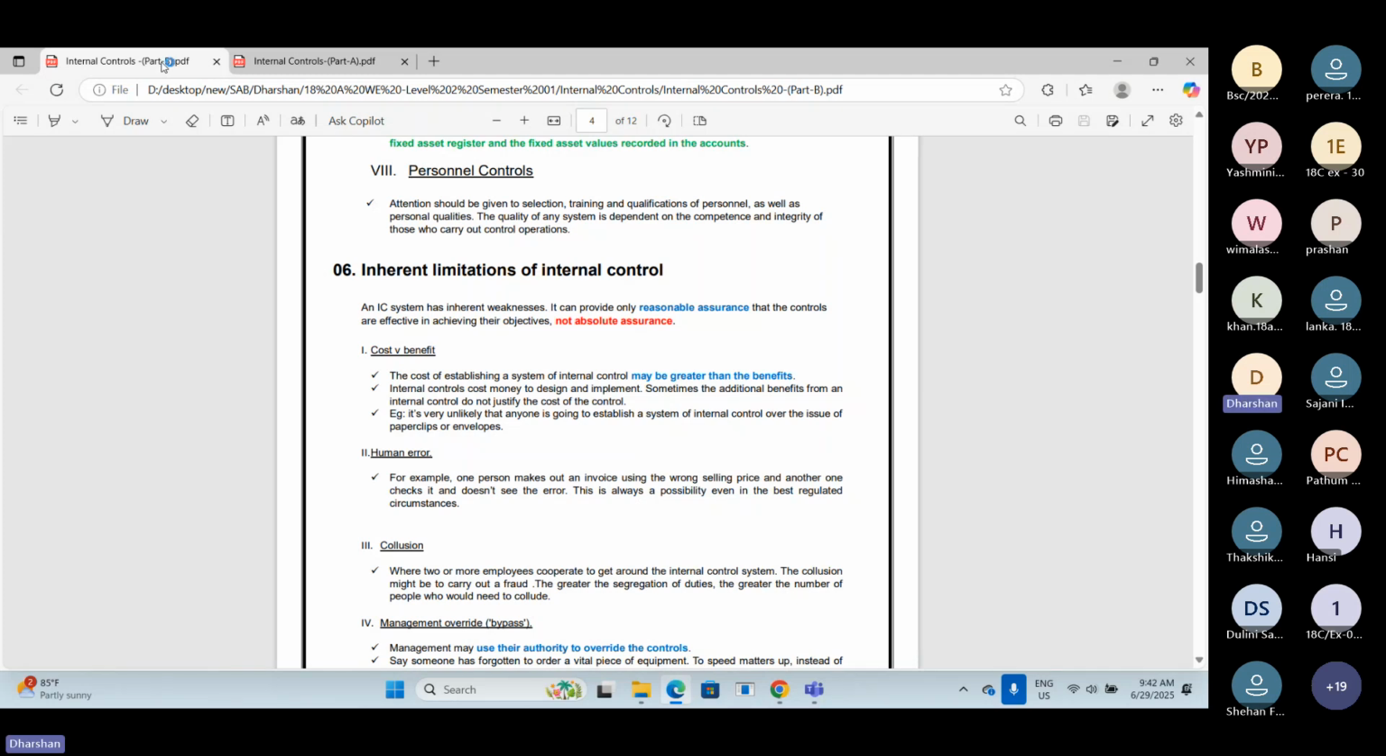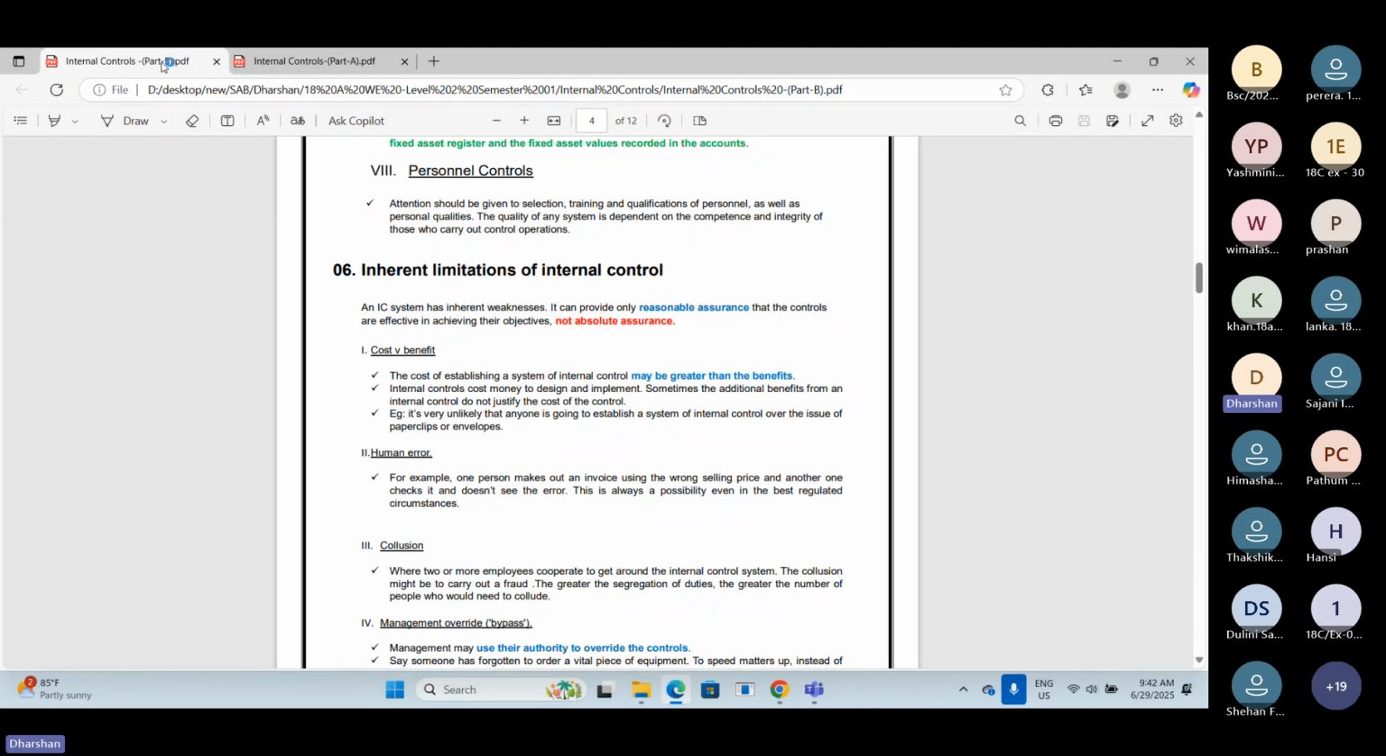Because out of 50 processes, only 47 processes have internal controls. Three processes do not have internal controls. So in such a situation, we can't give 100% assurance. We can't say this company has implemented internal controls in their entire processes and those are working effectively. We can't say like that. So absolute assurance is out. We can give only reasonable assurance.